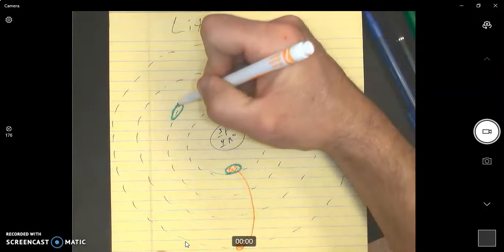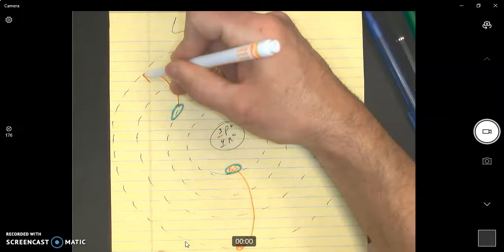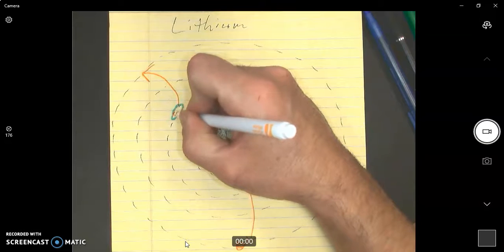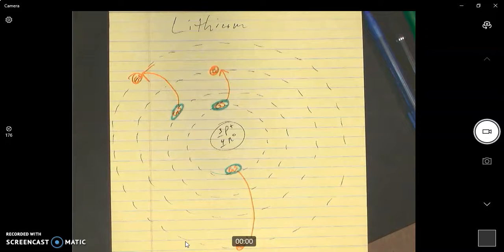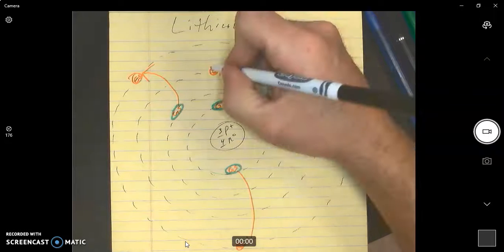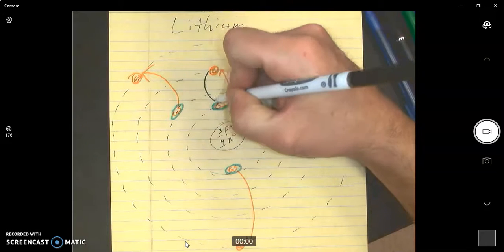This one might jump out to the fourth energy level. This is your ground state. This would be your excited state. Okay? Now, they can't stay there forever. So the energy is absorbed, whether it's electrical energy or heat energy, and then they drop back down.